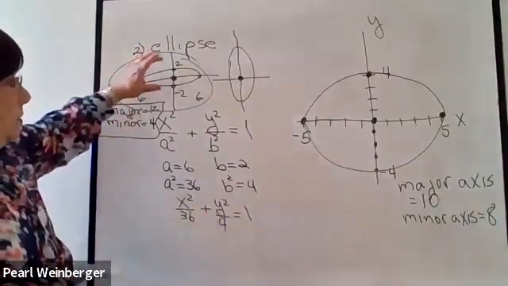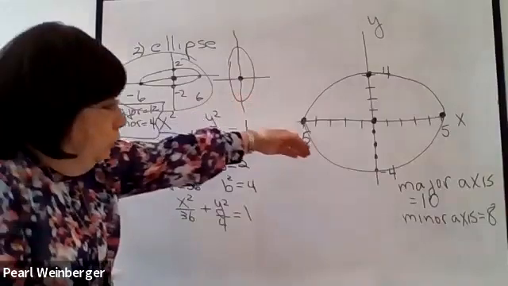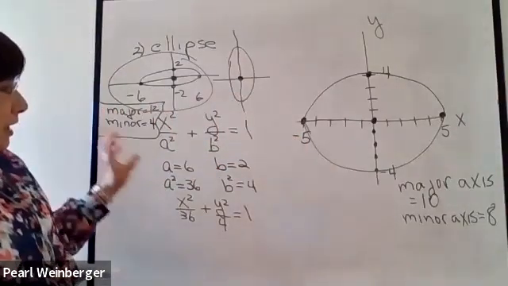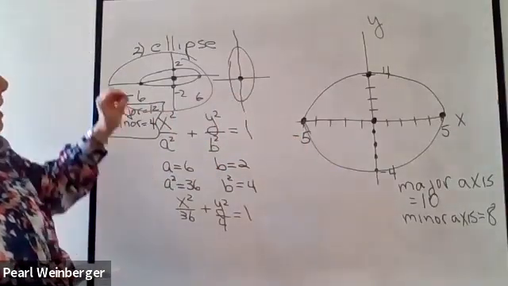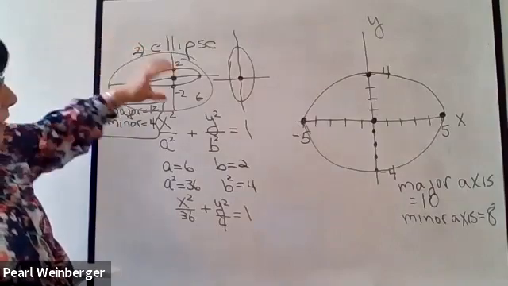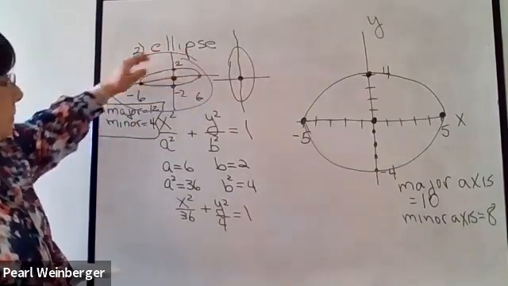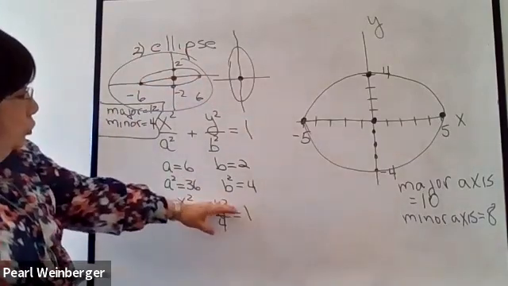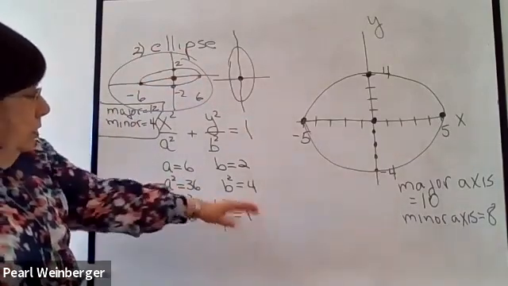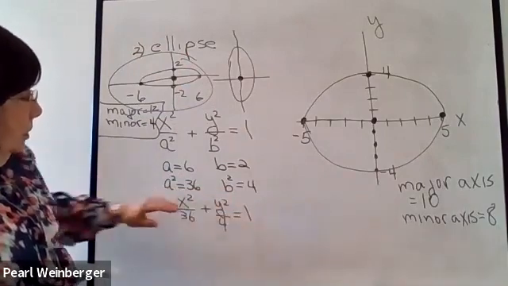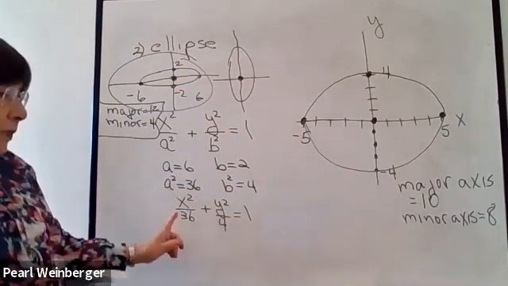So here we went from the one we did before, where I gave you the equation of the ellipse and then we went to what it looked like. Here I gave you the picture of the ellipse, and we went to the equation.